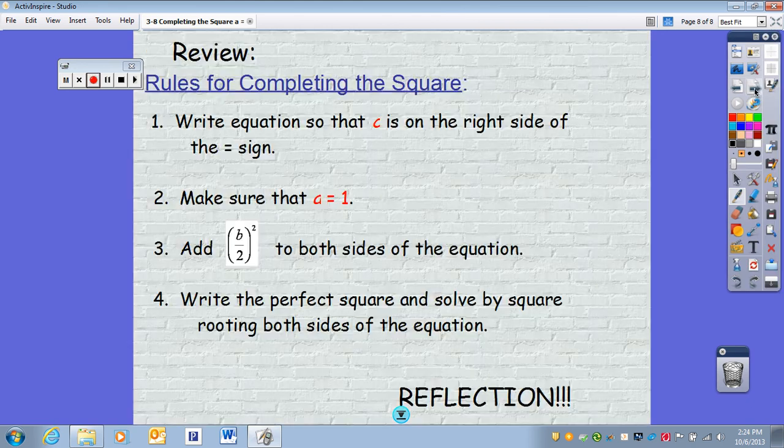So let's review. When you're completing the square, make sure that you have the equation in standard form, and then move the c to the right side of the equal sign. Make sure that your leading coefficient is 1. Then take the b, divide it by 2, and square it to add to both sides of the equation. Factor by writing the perfect square binomial, and then solve by taking the square root of both sides and finish simplifying. Please make sure to complete the reflection.